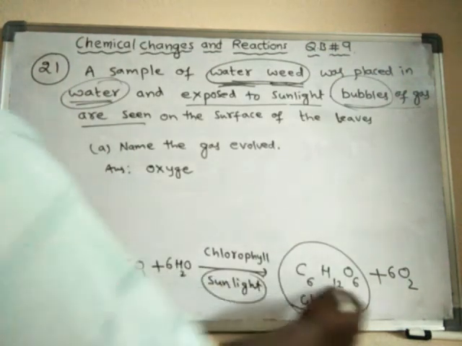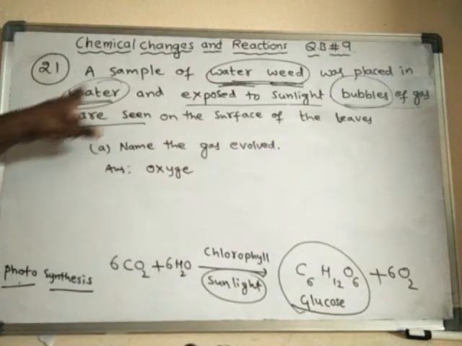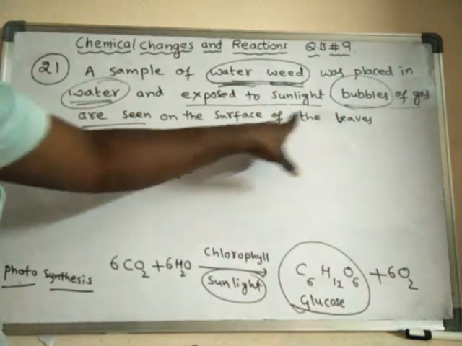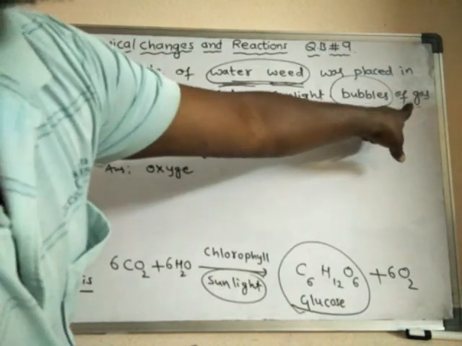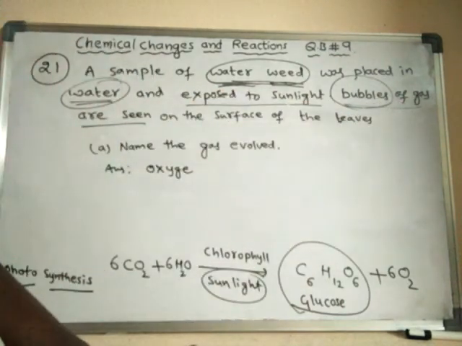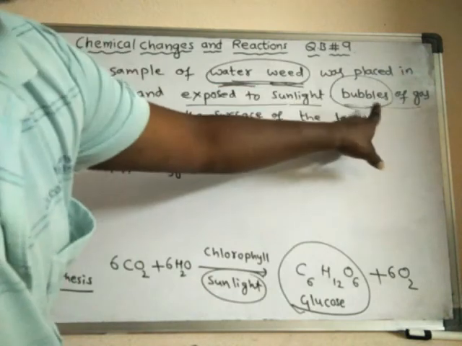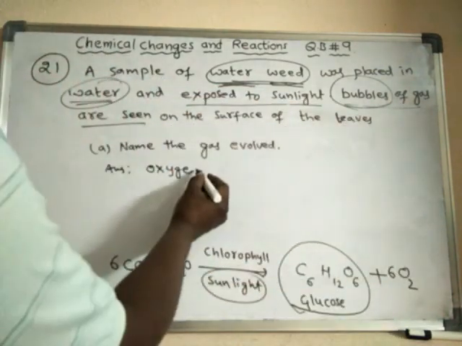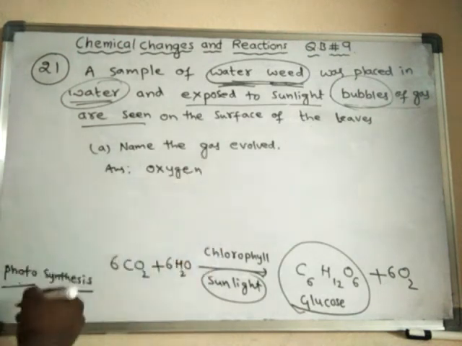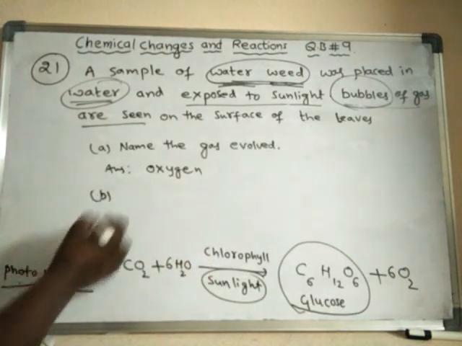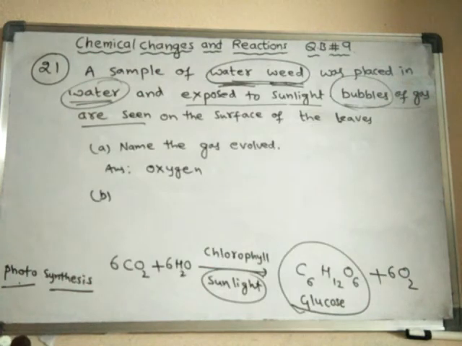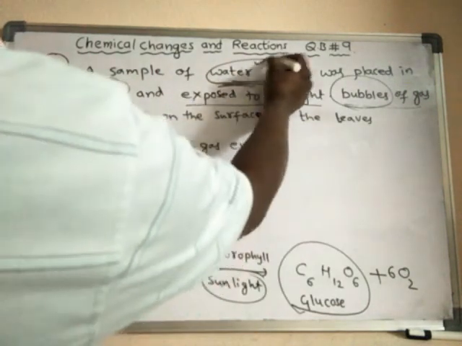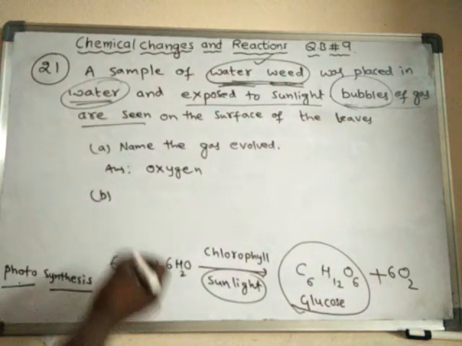So in the photosynthesis reaction, what is happening here? This question says that bubbles of gas are released. Which gas is it? It is oxygen gas. So the gas evolved is oxygen. Next, question B: name the process taking place. What is the process this plant is undergoing?